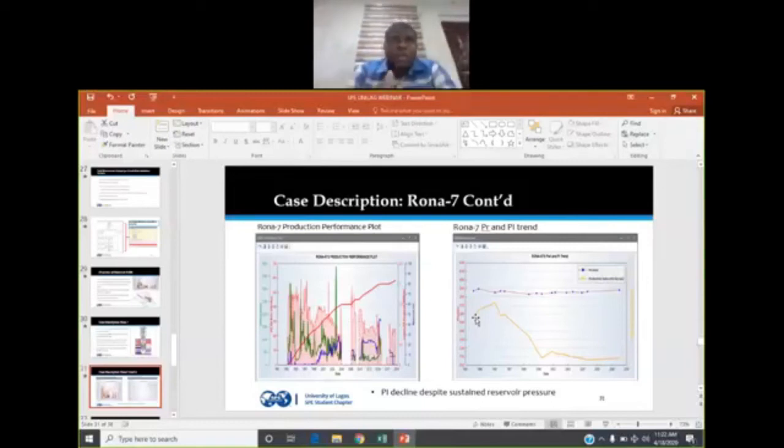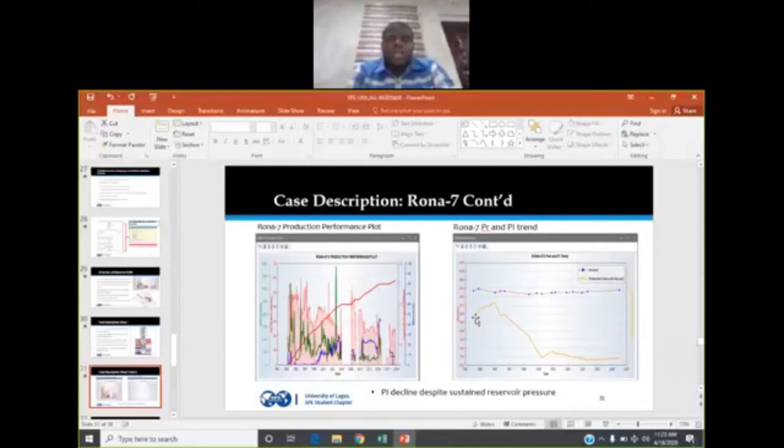So if we reduce the skin, are we going to have an increased production rate, or is the production going to remain the same, or maybe we are not going to get something substantial? Because before you go ahead and stimulate, your management will ask you, what are we expecting from this well? How many barrels are you bringing on board after stimulation? Because you need to carry out an economic evaluation before you carry out any stimulation job.